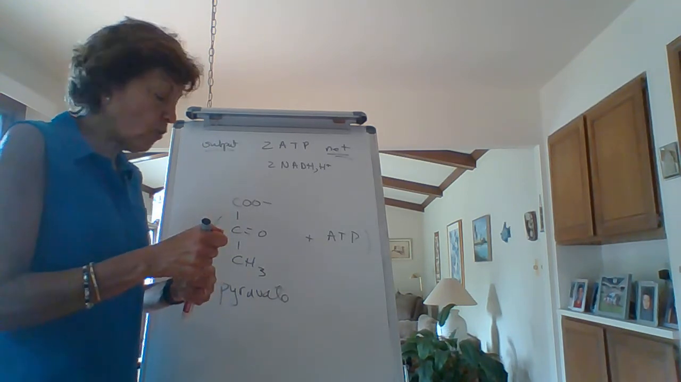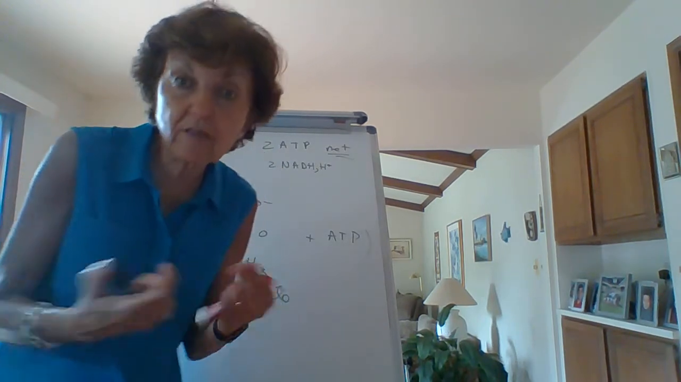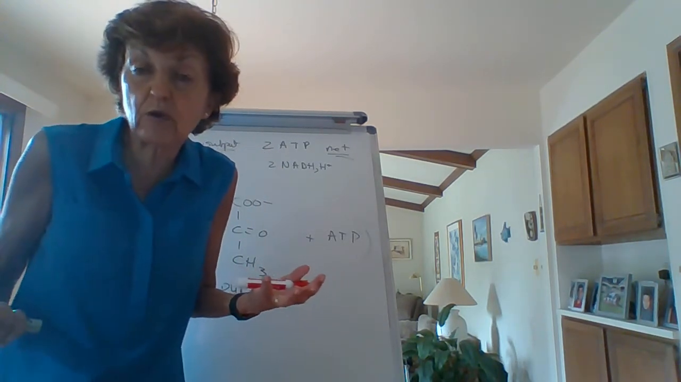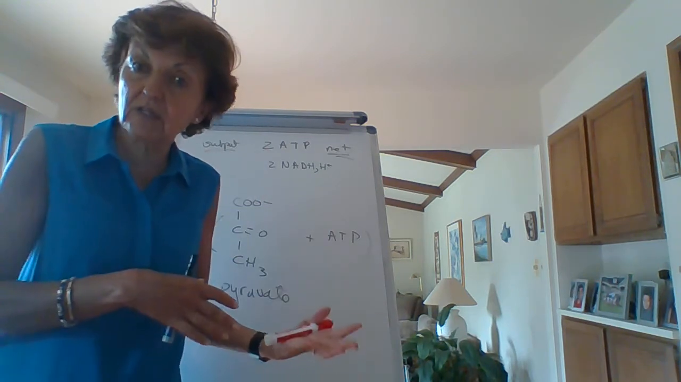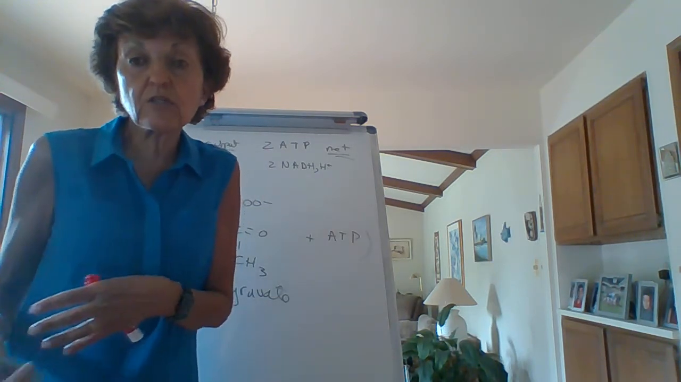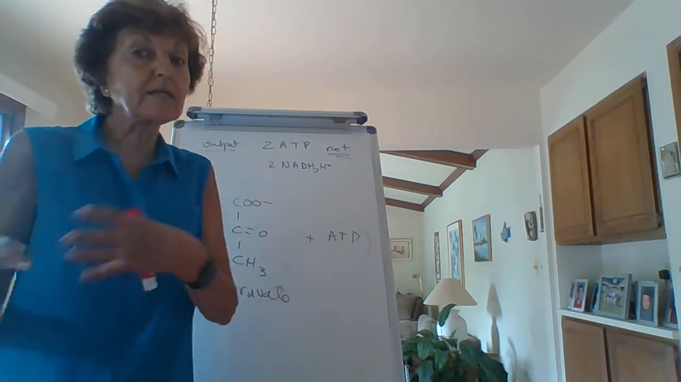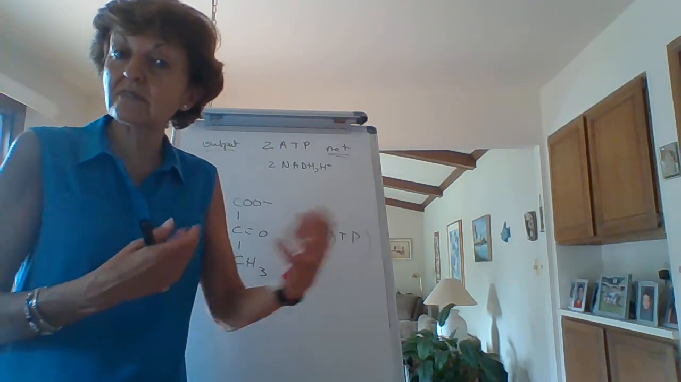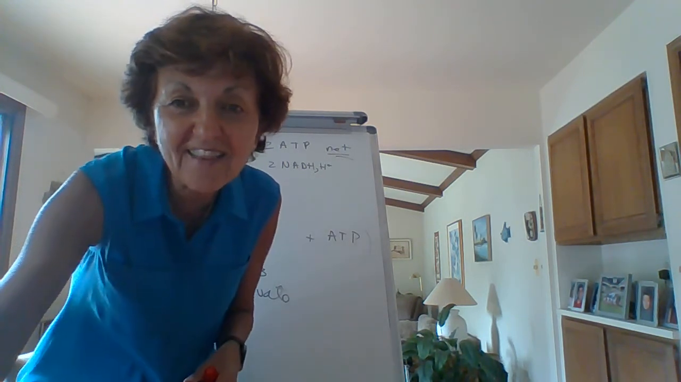Okay, so when we go into the next video, we're going to talk about the fate of pyruvate. What happens to pyruvate? Well, a lot of it depends on if the cell is in aerobic conditions or anaerobic conditions. And what type of cell is it? Is it a human muscle cell? Is it a bacterial cell? Is it a plant cell? What's going on with the pyruvate? Okay, so we'll do that in the next video.